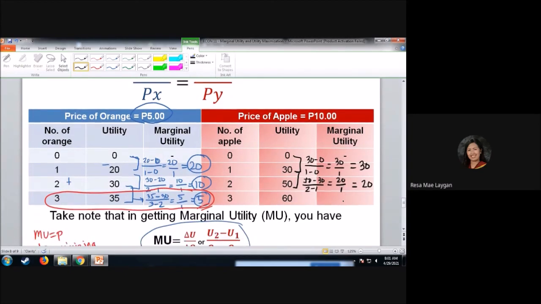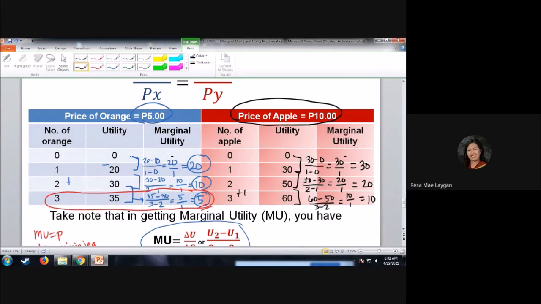So next, how about here? For additional 1 unit of apple in 3 quantities, the same rule. So you have here 60 minus 50 divided by 3 minus 2. So you have here 10 divided by 1. So your marginal utility here is 10. So take note that the price of apple here is 10.